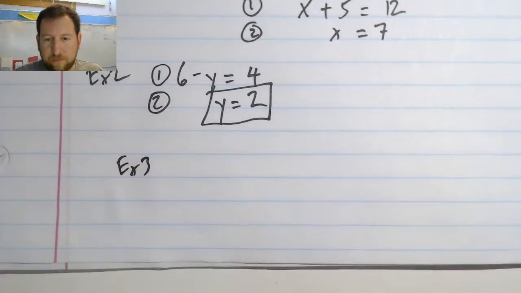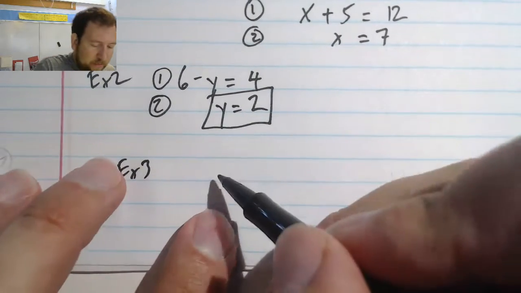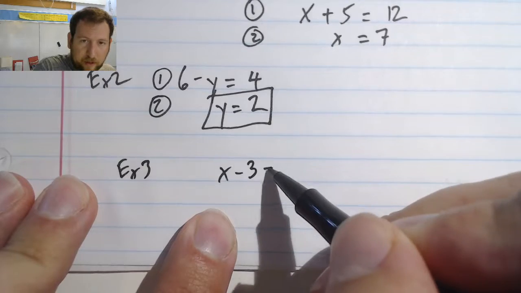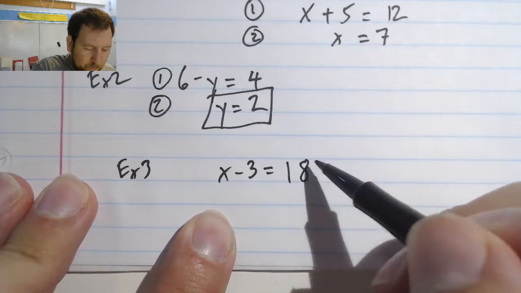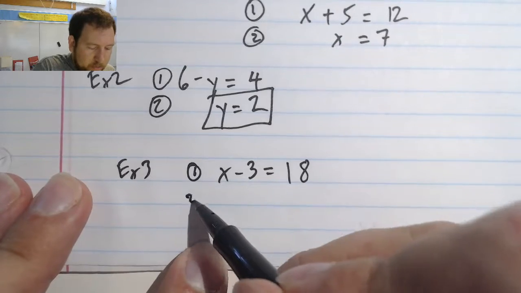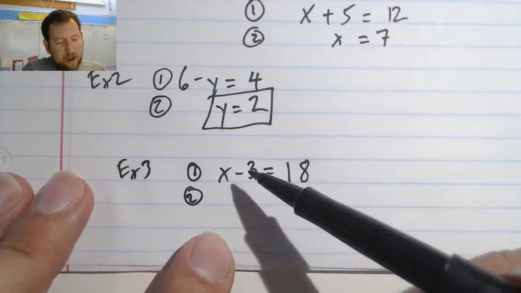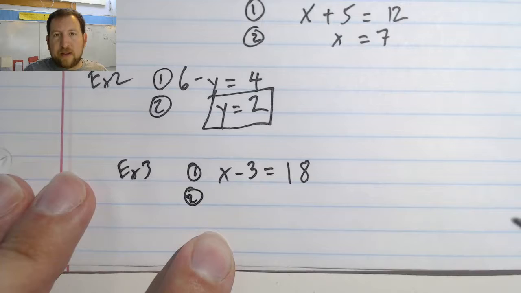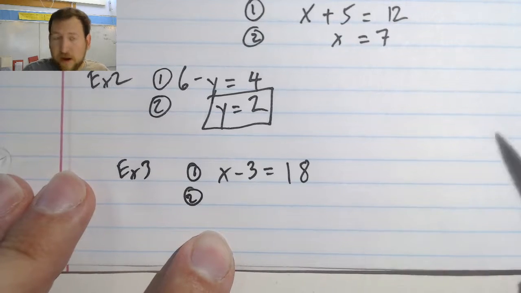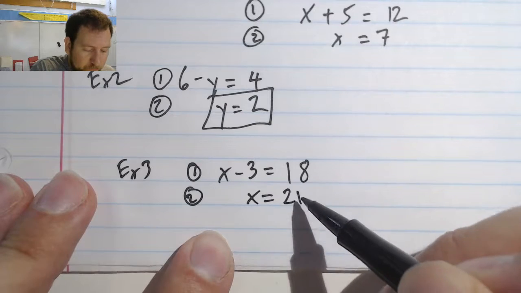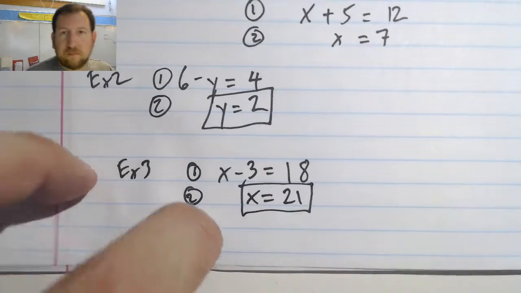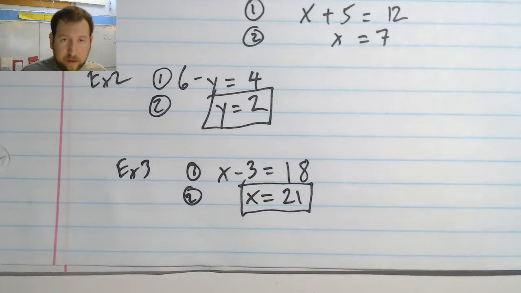Let's take a look at one more. Example 3. x minus 3 is equal to 18. First thing I wrote out. Second step, x minus 3. What minus 3 is 18? Well, 21 minus 3 is 18. So I know that x is equal to 21. Makes sense? Go ahead and good luck.